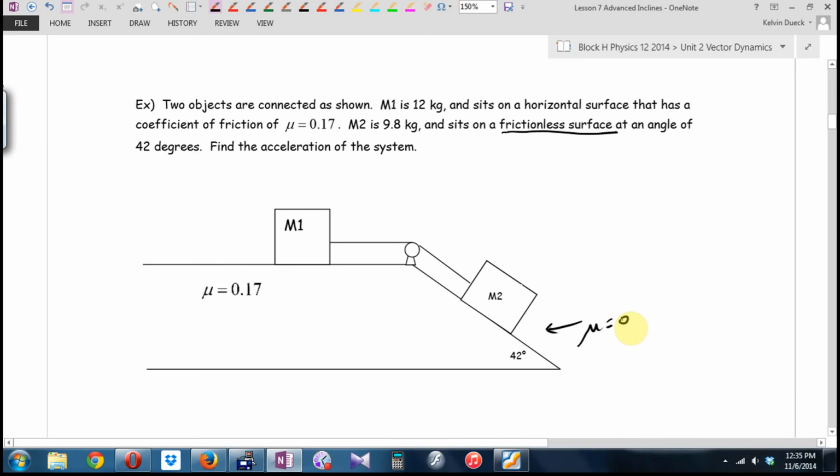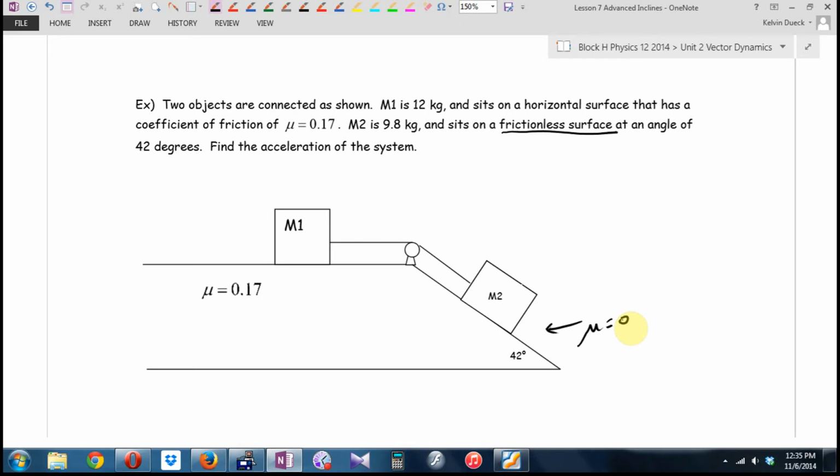Find the acceleration. By the way, what direction must this accelerate if it's going to accelerate at all? To the left or to the right? To the right. This can pull it down and right, but there's nothing here. There's no unbalanced force to pull it left and up.